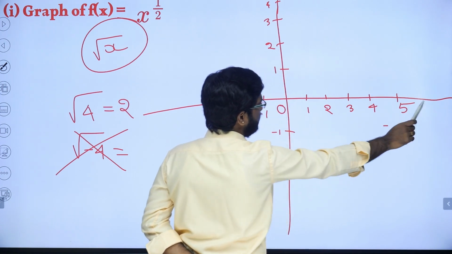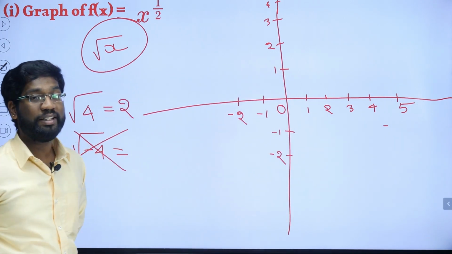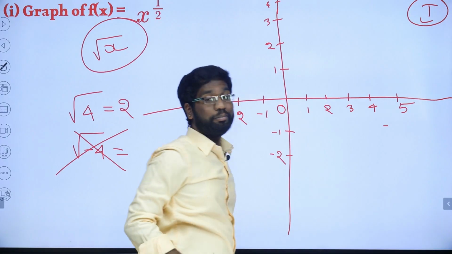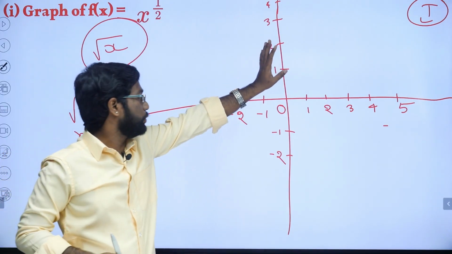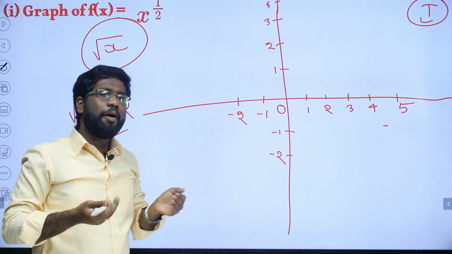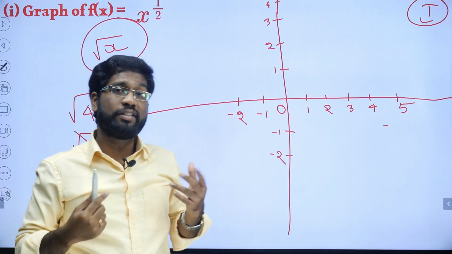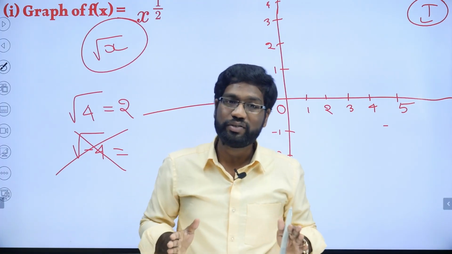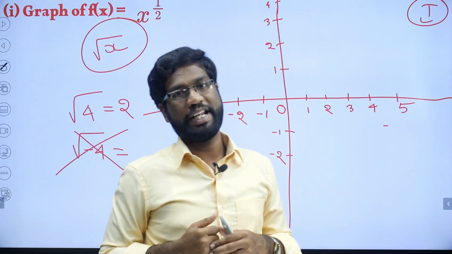These are positive values only, no negative side, which means my graph is going to be only in the first quadrant, my dear students. Will I get negative as output? As I said before, the root function is the positive function. It never gives negative values.